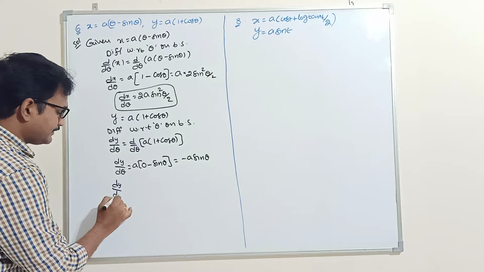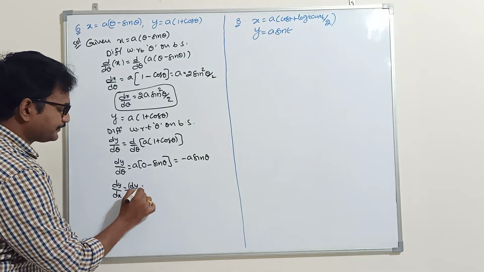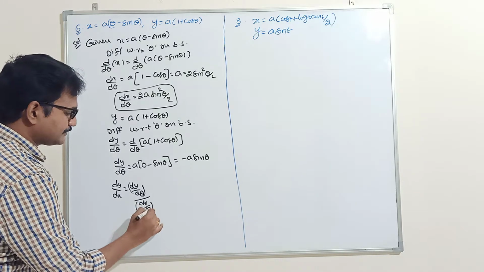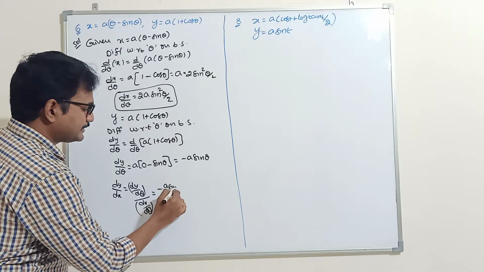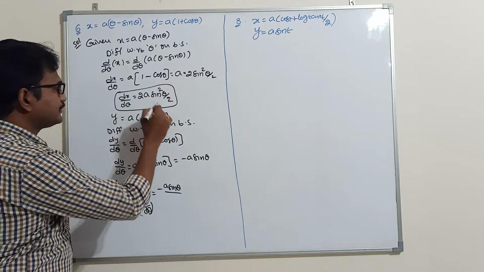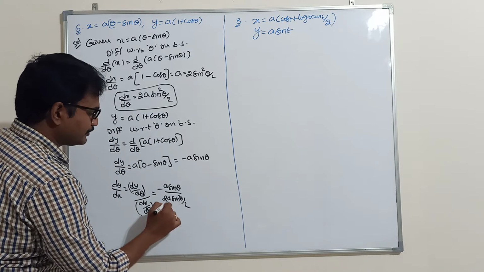Finally, what do we want? dy by dx. So dy by dx means dy by d theta by dx by d theta. So what is dy by d theta? Minus a sin theta, by dx by d theta, which is 2a sin square theta by 2.